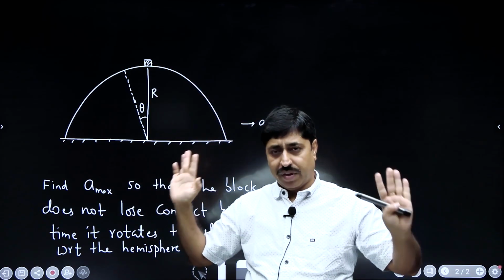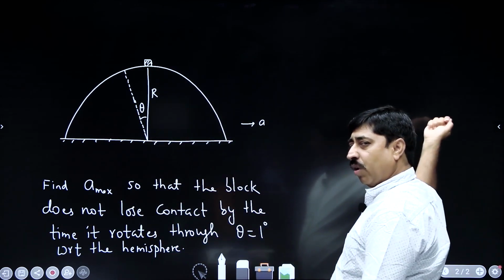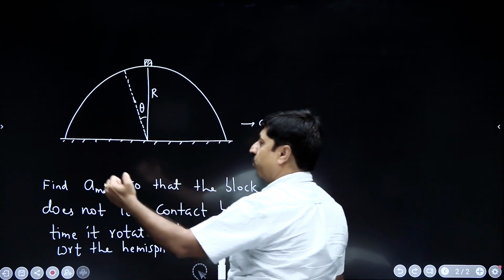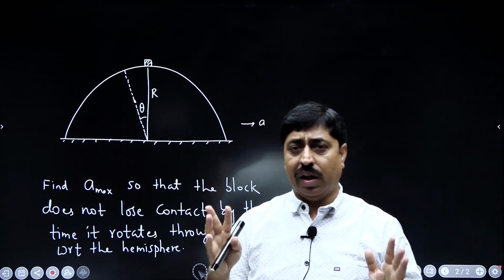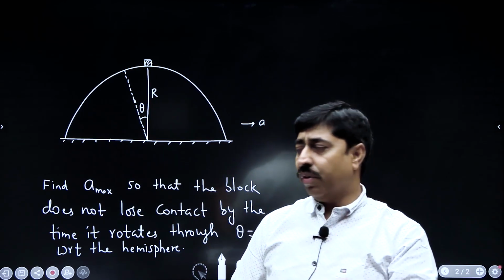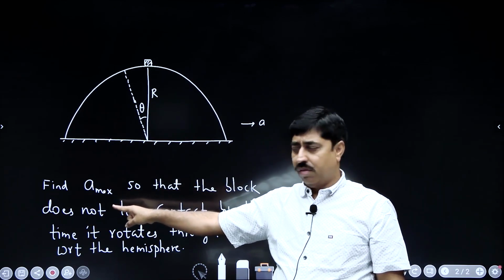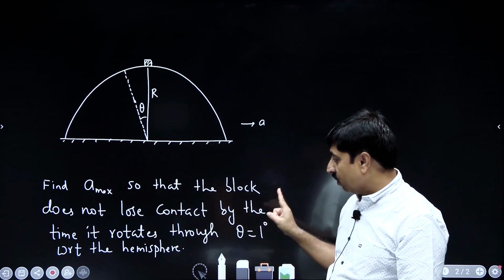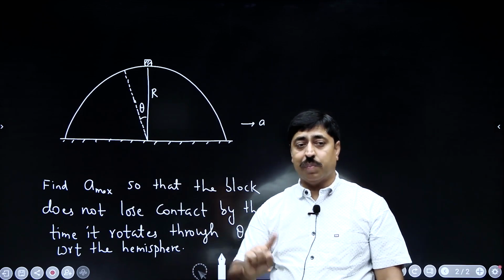Initially the system is at rest. Now we start moving this hemisphere with some horizontal acceleration a. a is constant. You start to push this hemisphere so that it begins to move at a constant horizontal acceleration a. Now the question says, what is the maximum value of acceleration, what is a max, so that the block does not lose contact by the time it rotates through an angle of 1 degree with respect to the hemisphere.